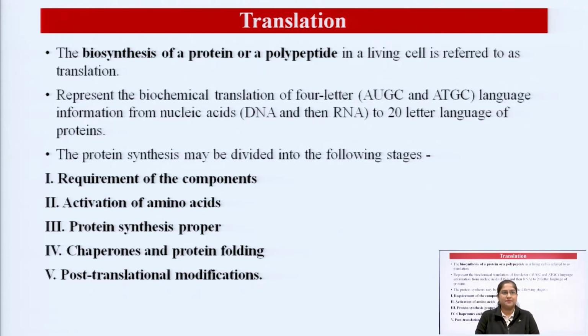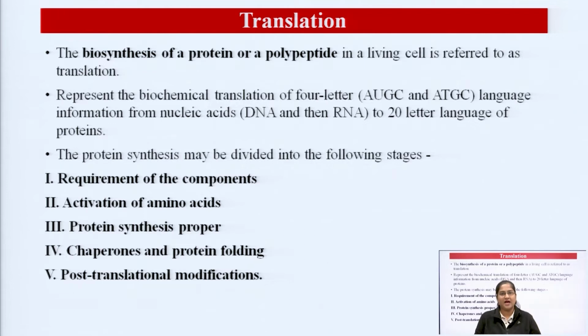In this step, there is a representation of biochemical translation of 4 letters, the basic letters of our nucleotide sequence, that is AUGC and ATGC: adenine, uracil, guanine, cytosine, and adenine, thymine, guanine and cytosine. In this language we are synthesizing our proteins. So the information from nucleotides, that is DNA and RNA, goes to our 20-letter amino acids.